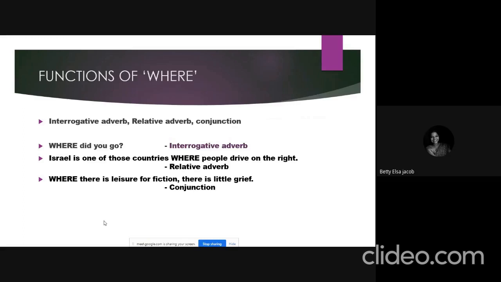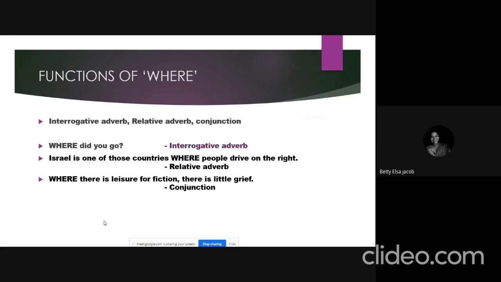Now look at the examples. Where did you go? It's very simple. It's a question, so it's interrogative, and we already said that where can never be an adjective or a pronoun, so it is always an adverb. So it's an interrogative adverb. Second sentence. Israel is one of those countries where people drive on the right. Now, here, it's not a question, so it is not interrogative. And we said that where can only function as an adverb. So it is a relative adverb.